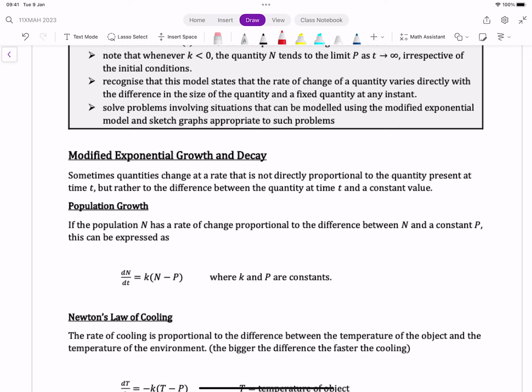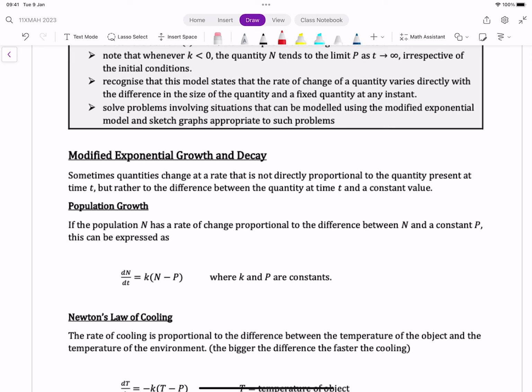Alright, so today we're going to be looking at modified exponential growth and decay. Sometimes quantities change at a rate that is not directly proportional to the quantity present at time t, but rather the difference between the quantity at time t and some constant value. What that means is, if we have, for example, a cup of tea sitting on a bench and it's cooling, the rate at which it cools is dependent on the room temperature.